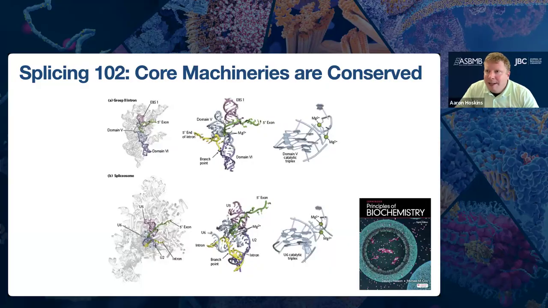Moreover, it's very obvious that the splicing machinery evolved from a group 2 intron or group 2 intron-like ancestor. And you can see that again in conservation of the RNA catalytic core. This is the catalytic core from a group 2 intron. You can see the same type of core in the spliceosome, a very, very similar arrangement. And this is a picture I've stolen from a very good biochemistry textbook.